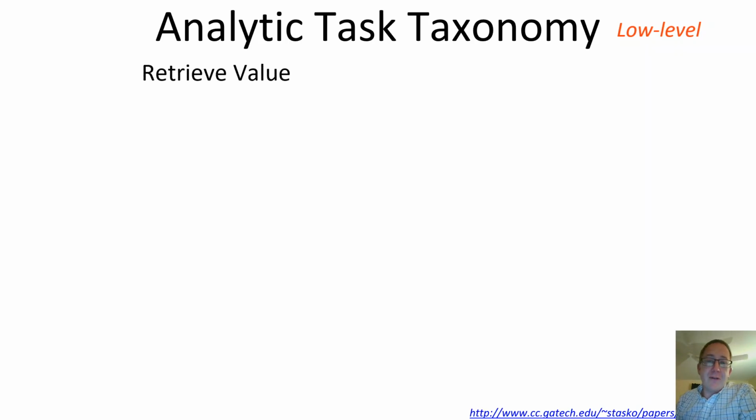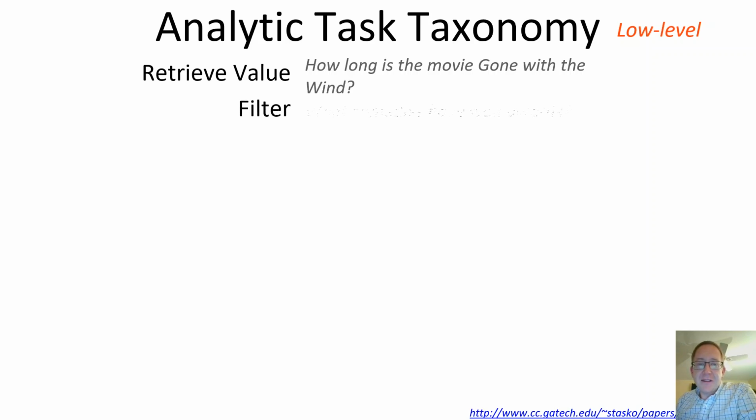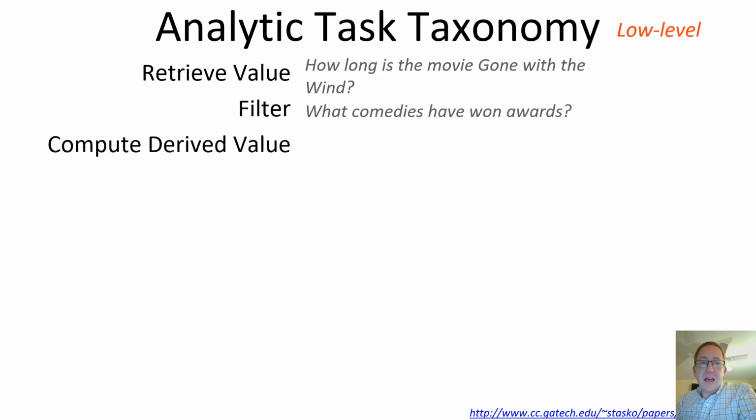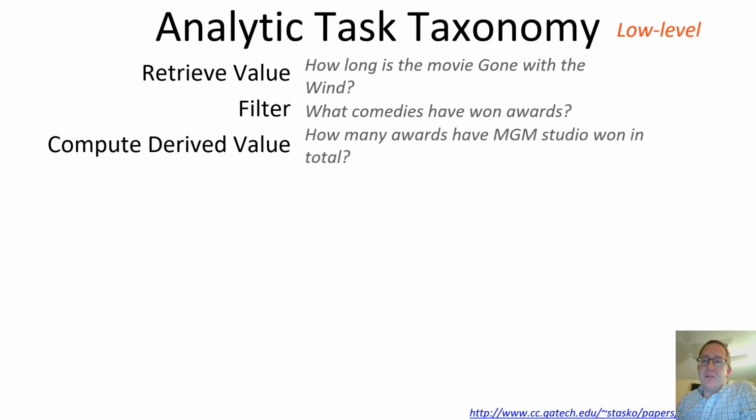Things like retrieving a particular value. How long is Gone with the Wind, for example? Can I filter things out, like what comedies have won awards? Can I compute a derived value? For example, how many awards has MGM Studio won? So for MGM, for each of the movies, how many awards have they won, and then summarize those awards. That wouldn't be raw in the data. You would have to derive it.